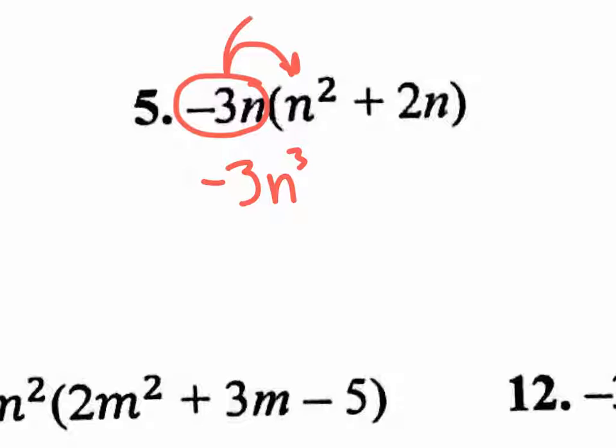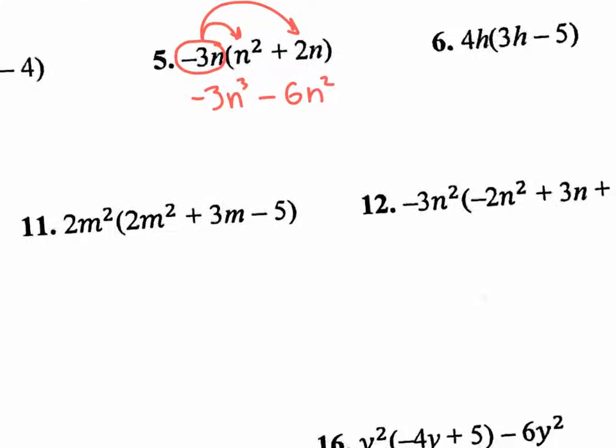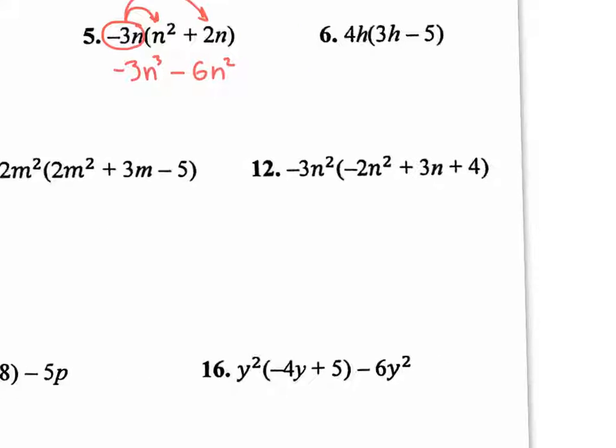And now go negative 3 times positive 2n. We'll do the coefficients first. What's negative 3 times positive 2? Negative 6. So I want to put a minus 6. And then how about n times n? N squared. You see? It's easy. Let's go for something more challenging. Something like number 12.